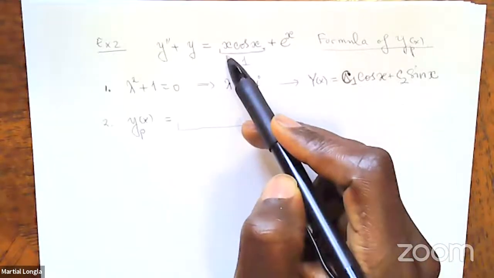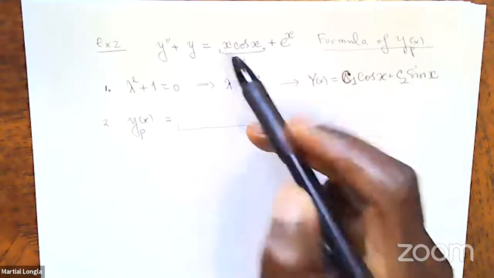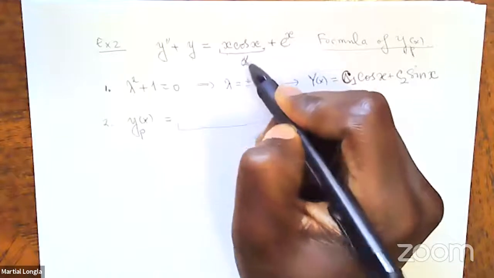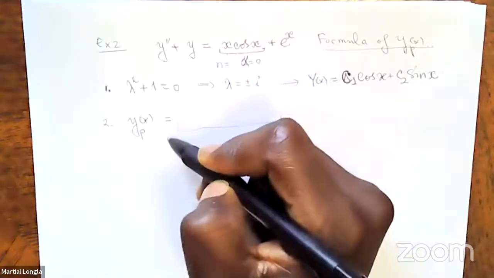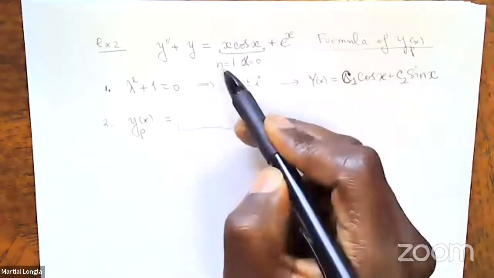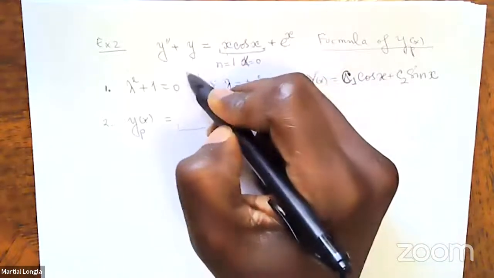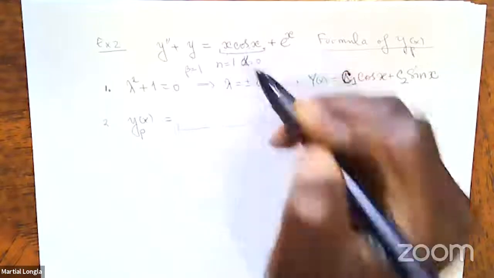Is it 0? 0. So here we got alpha equals 0. And what's n for this one? 1, because it's x to the power 1. So we got n equal 1, alpha equals 0, beta equals 1. That's beta right there, 1.